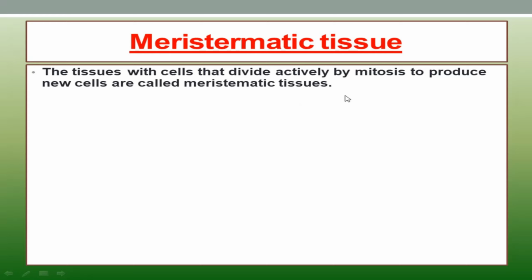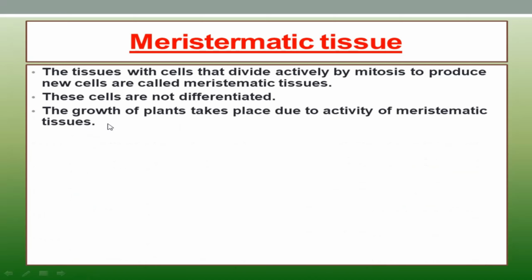Now we have learned what the meristematic tissues are. Meristematic tissues mean the tissues with cells that divide actively by mitosis to produce new cells. These cells, meristematic cells, are not differentiated. It means all the cells contained in the meristematic tissues are the same.